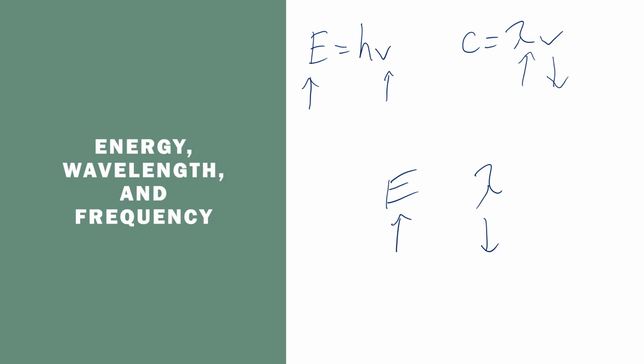So these equations are given on your formula sheet for AP Chemistry, as are the constants. h is 6.63 times 10 to the negative 34. And c, the speed of light, is 3.0 times 10 to the 8th. So they'll give you the constants and the formulas. You just have to plug in the numbers.